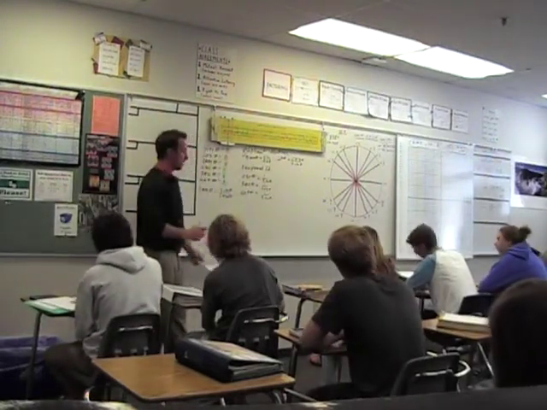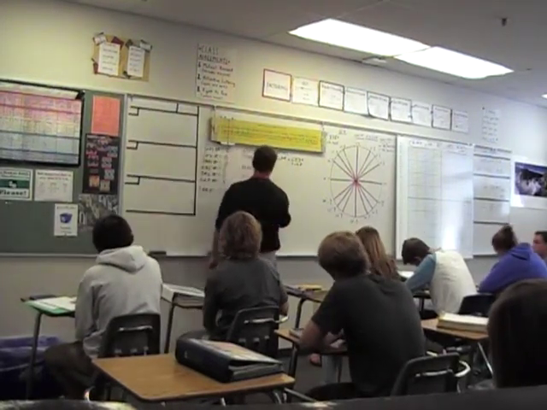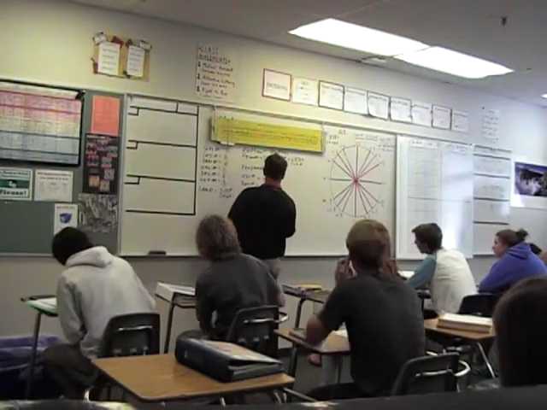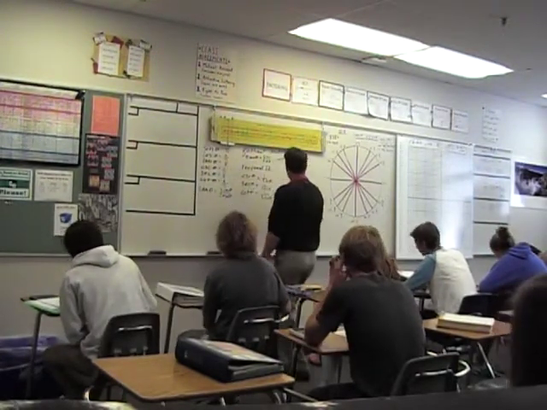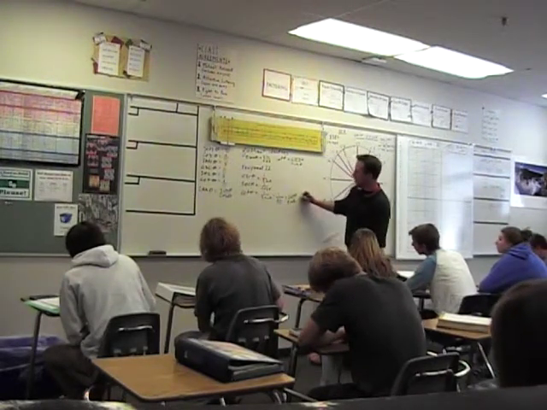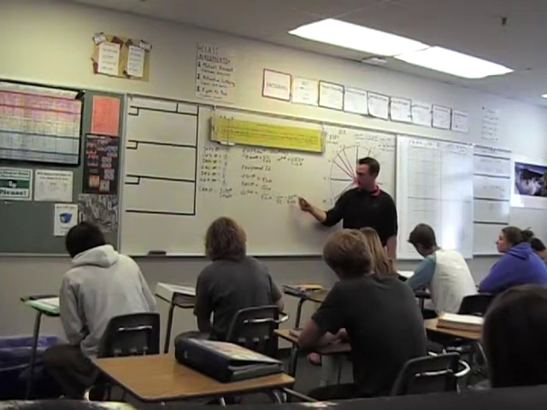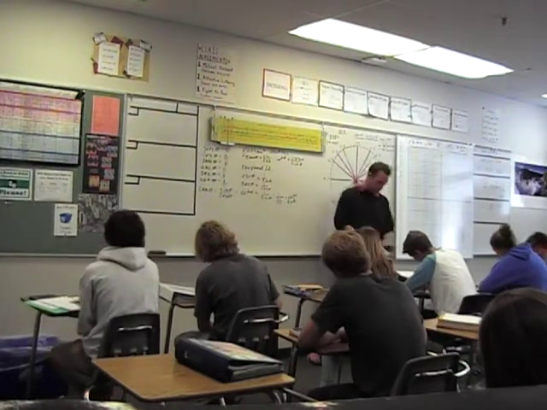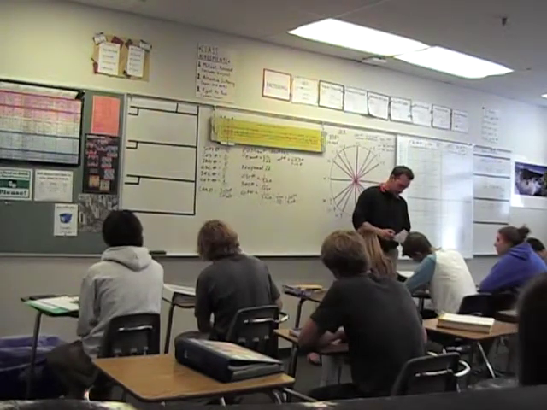So now you should have this in your notes twice, this stuff, which is 1 over sine over cosine, which equals cosine over sine. So cosine over sine is tangent, okay?